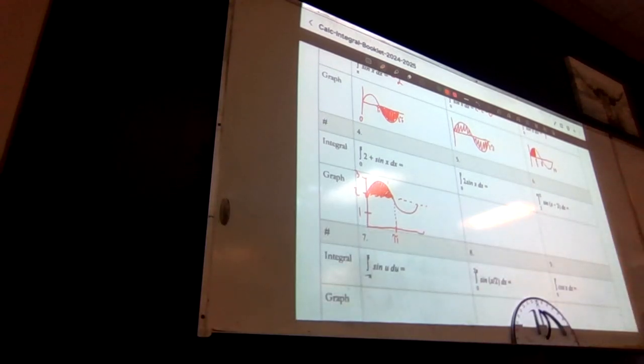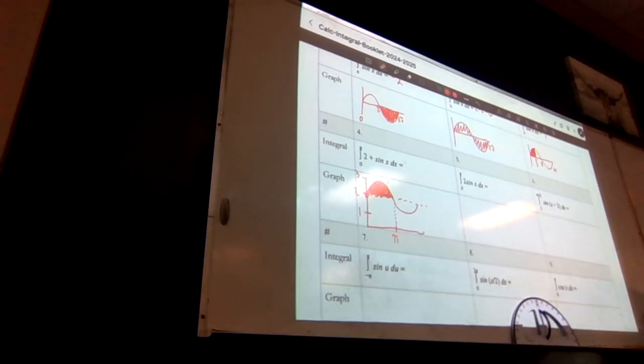Anybody have an answer they'd like to share? Cody? 2 plus 2 pi. Very nice. We know that this is going to be 2 plus 2 pi. I had the wrong answer. I was looking at my answer and I wrote 6 there for some reason. Like, how did I get 6 from that?